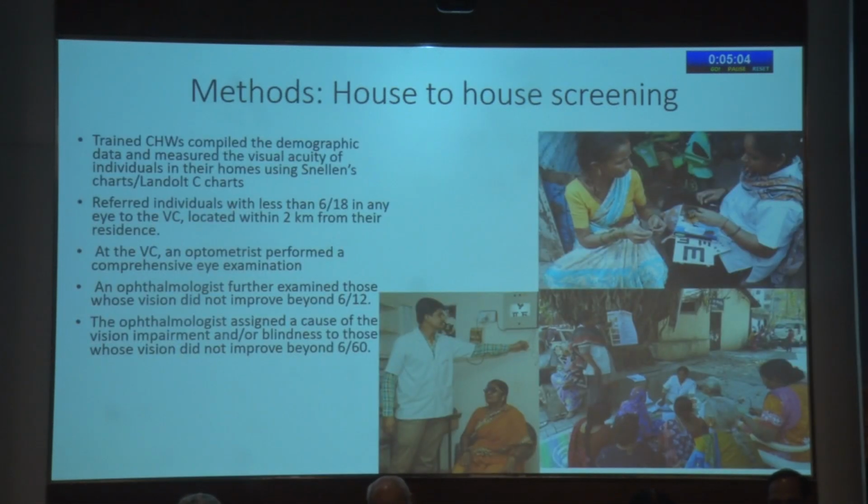Here, we set up a Vision Center, but along with that, we did a house-to-house screening. So 4 trained community health workers measured vision of all these individuals in their homes. All individuals who had vision less than 6/18 were referred to the Vision Center, which was within 2 kilometers in the community, and at the VC, an optometrist further performed a comprehensive eye exam. If the vision didn't improve to 6/12, an ophthalmologist did the needful, and also they assigned a cause of blindness for all those whose vision didn't go beyond 6/60.